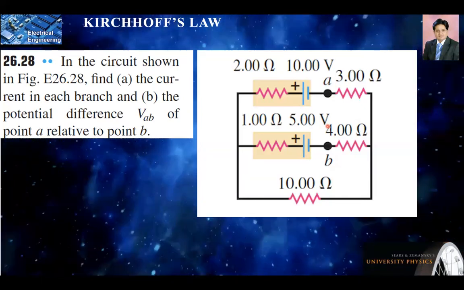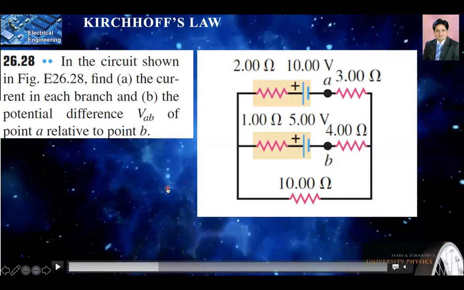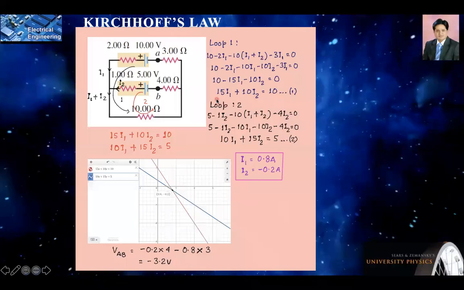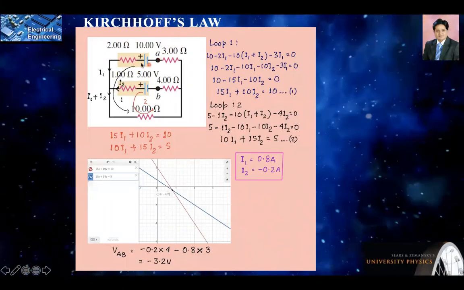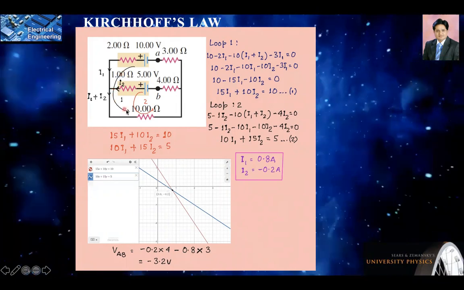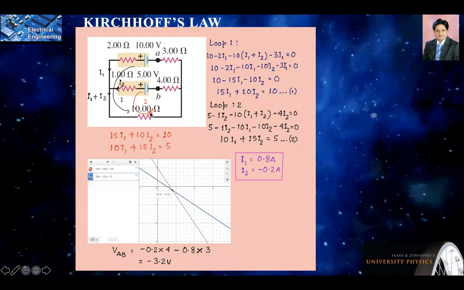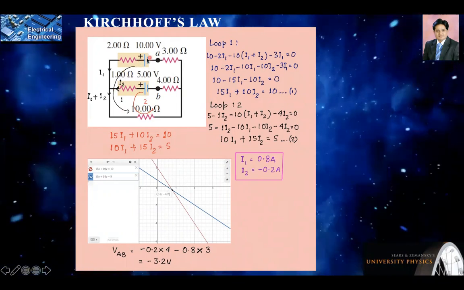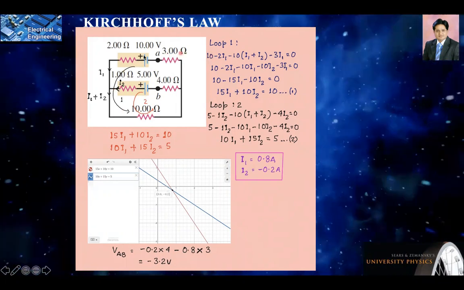So let's go over the solution. All right. So here I'm taking the bigger one as loop 1. I'm going from this direction to this. And the loop 2, I'm taking this one as the loop 2. So let's start from here. I'm starting from here. This is 10 volts. So negative to positive, that is 10.